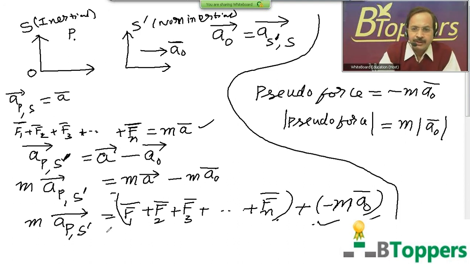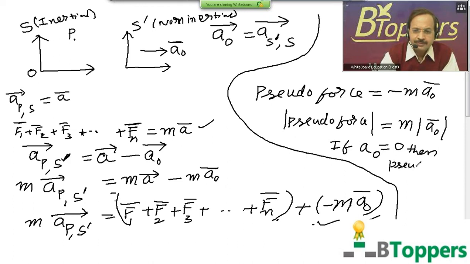Of course, consider a frame of reference which moves with constant velocity with respect to the inertial frame. Suppose the frame S dash moves with uniform velocity with respect to the inertial frame, then acceleration a naught can be taken as 0. If a naught is 0, then the pseudo force will be 0.